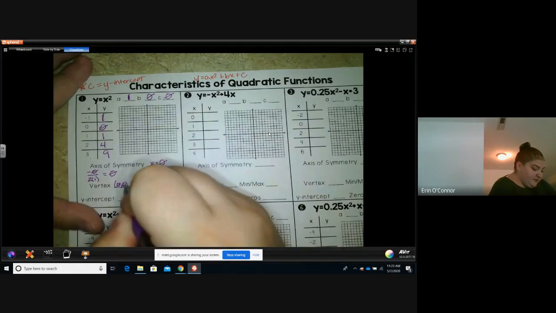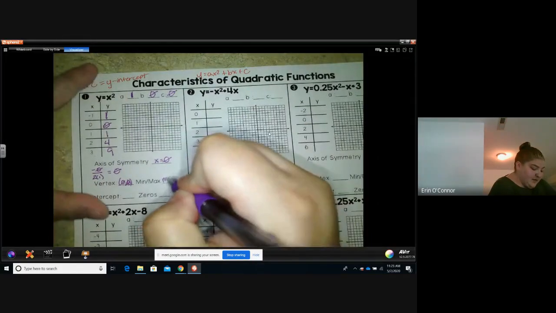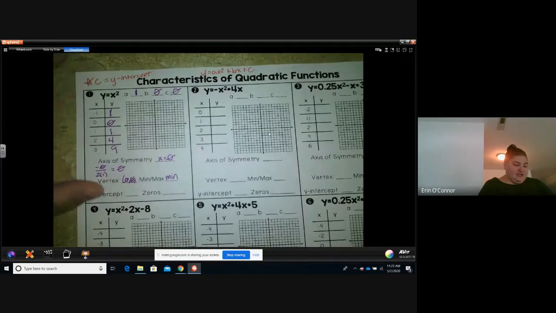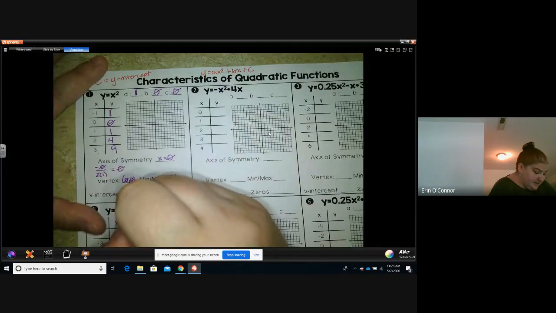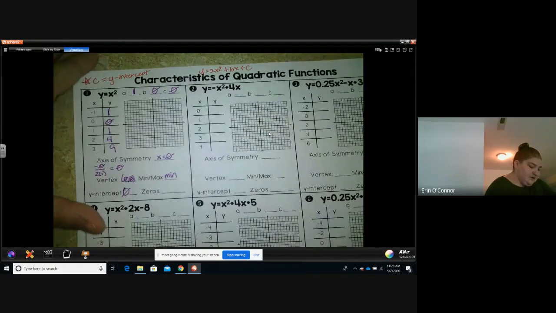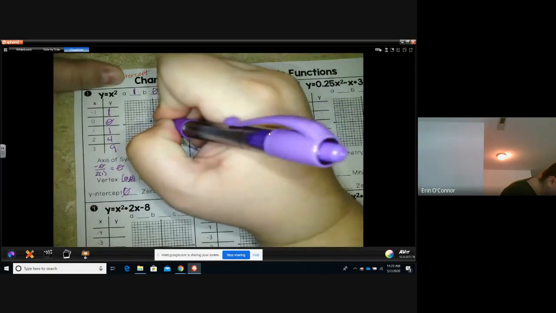Does this have a minimum or a maximum? Well, my A is positive, so it has a minimum because it's concave up. The y-intercept, remember I told you your C is your y-intercept, so the y-intercept is 0. And the zeros, where do we cross the x-axis? Well, let's plot this real quick so we can see.